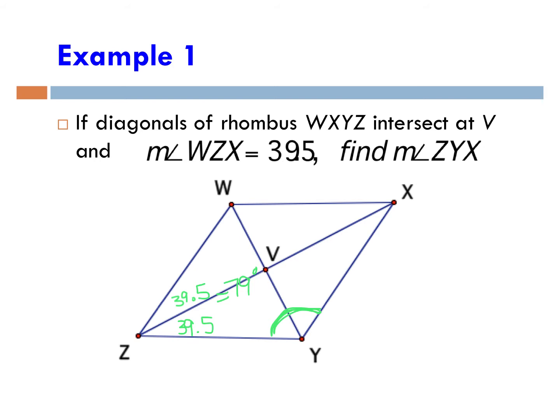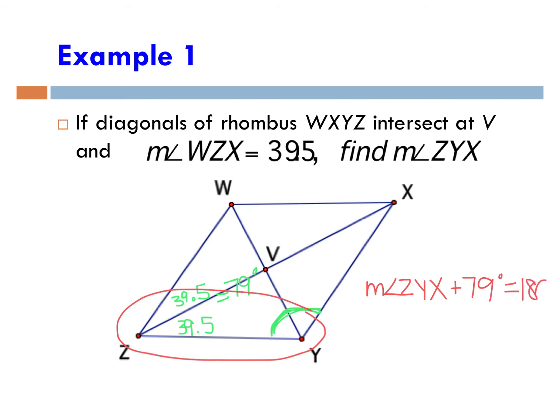We know, because this is a parallelogram, that consecutive angles are supplementary, which means angle ZYX plus 79 degrees has to equal 180 degrees because they're supplements. I subtract 79 degrees from both sides and I get the measure of angle ZYX is going to be 81, just kidding, 101. 101 degrees.